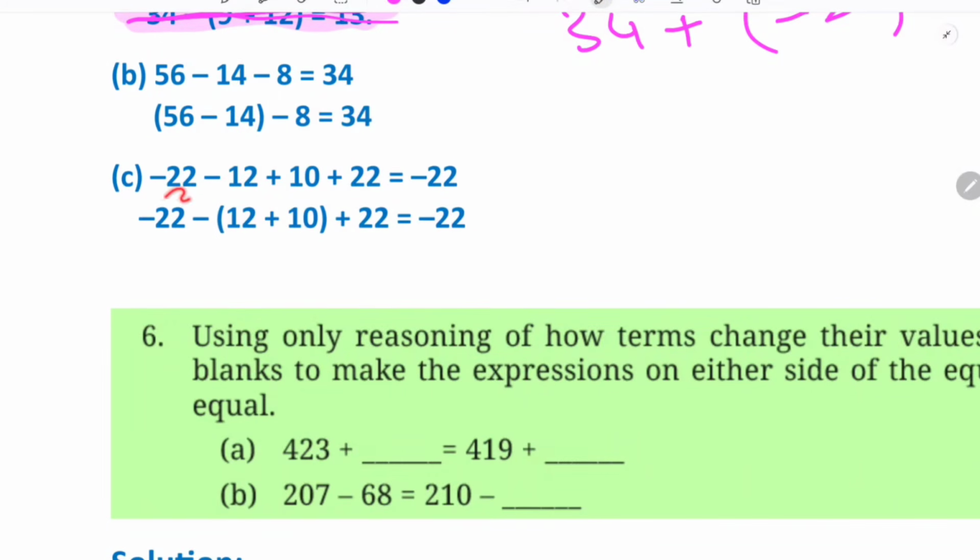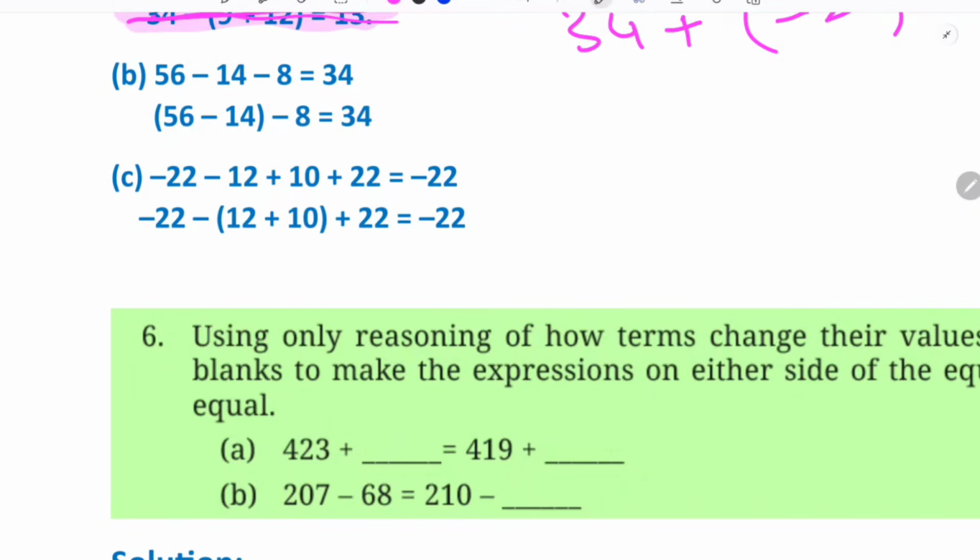Now the last one: minus 22 minus 12 plus 10 plus 22 should be minus 22. Then how can we keep the brackets? Minus 22 as it is, minus of 12 plus 10, plus 22 is equal to 1. So we are making a bracket here.